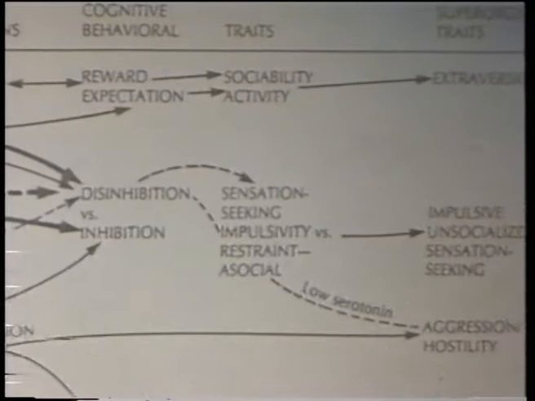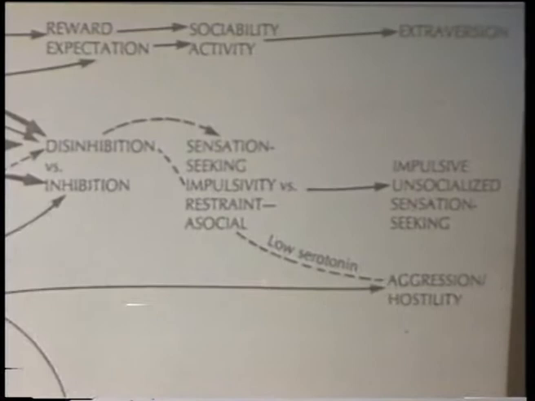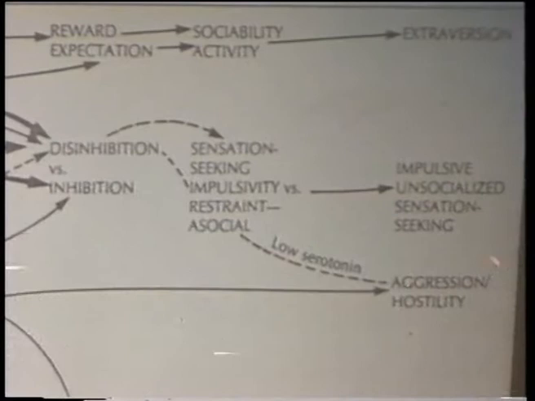So it may be, for example, that low levels of serotonin, può essere che un livello basso di serotonina, are very important in the disinhibited and aggressive hostile borderline people.